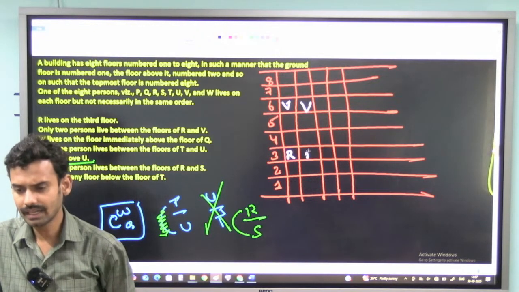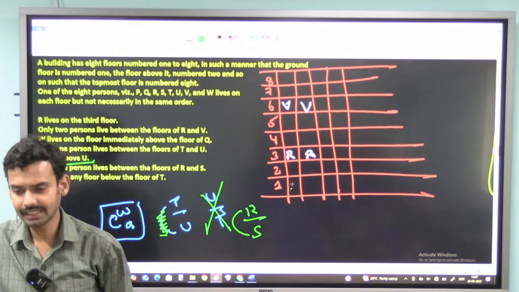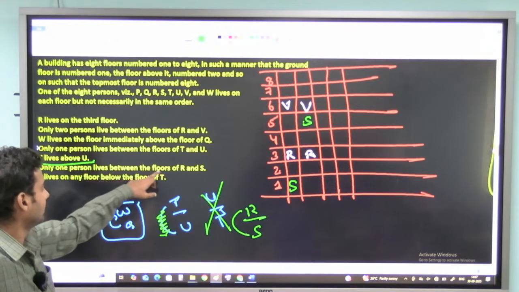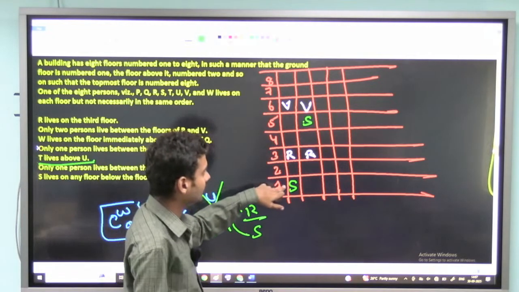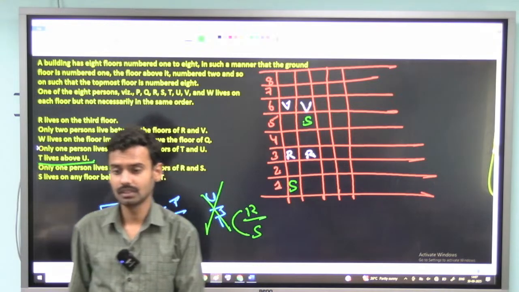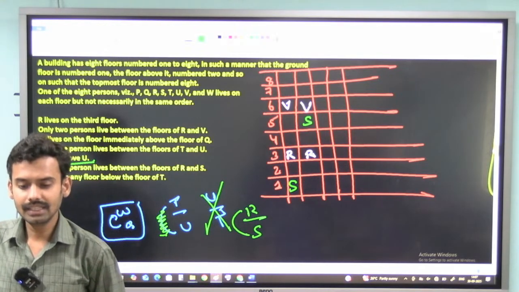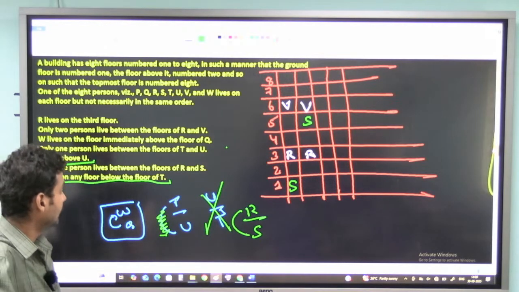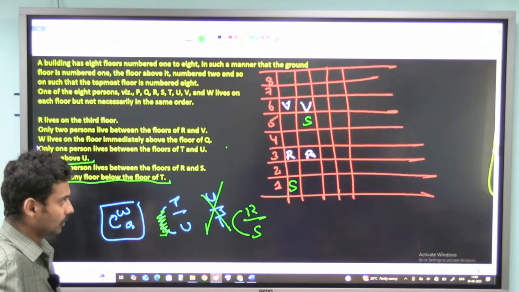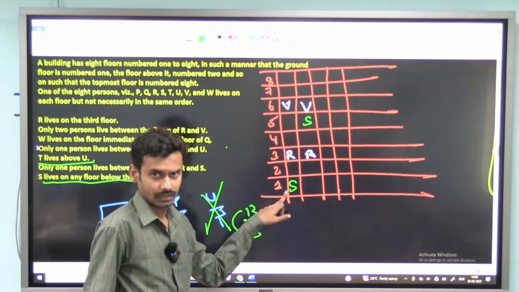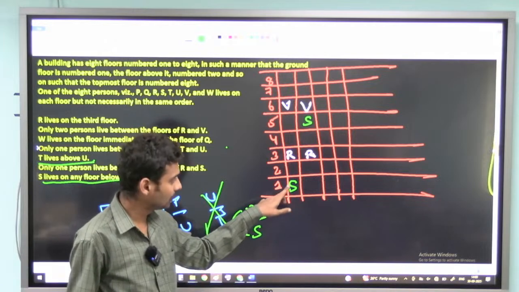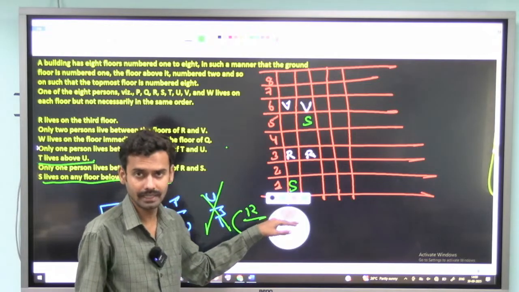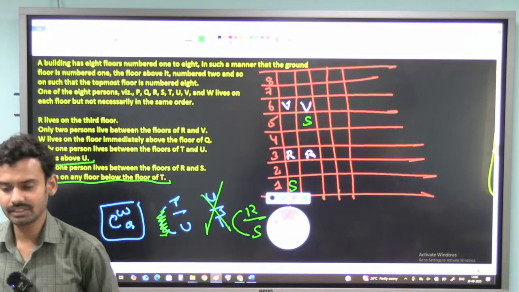V is here, then R is here. In the first case, I will take S here. In the second case, I am taking S here. So only one person lives between the floors of R and S. Here R is above S. Here S is above R. There are two conditions. Then S lives on any floor above the floor of T. So they are saying that S is above the floor of T. Don't you think the first is not possible? If S is above the floor of T, then T should come somewhere below this. But below this, I don't have a place for T. So I can eliminate this first case.